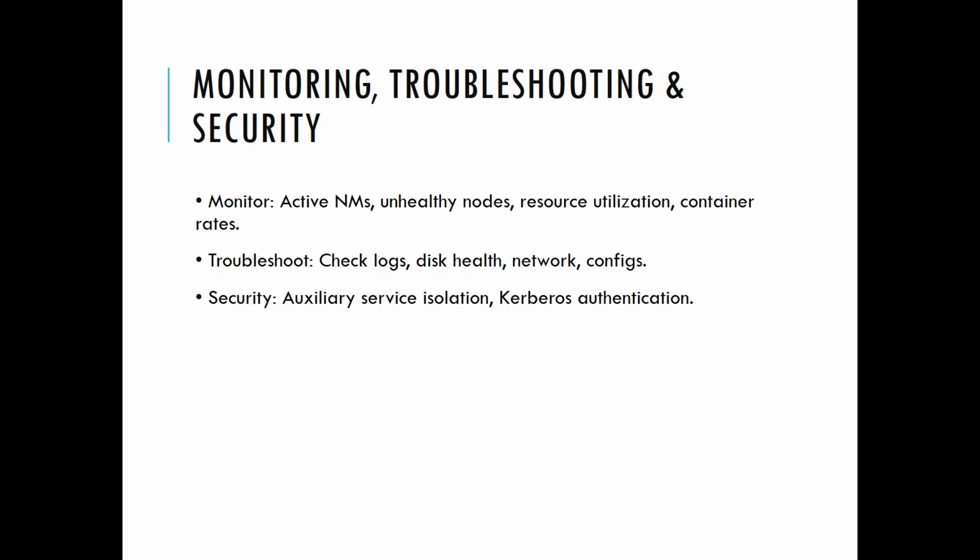Operational vigilance is key. Monitor key metrics: the number of active node managers, unhealthy nodes, resource utilization, and container launch success rates. When troubleshooting, start by examining the NodeManager logs, then check disk health, network connectivity, and configuration files. For security, ensure auxiliary services are properly isolated and that Kerberos authentication is enforced to secure communication within the cluster.